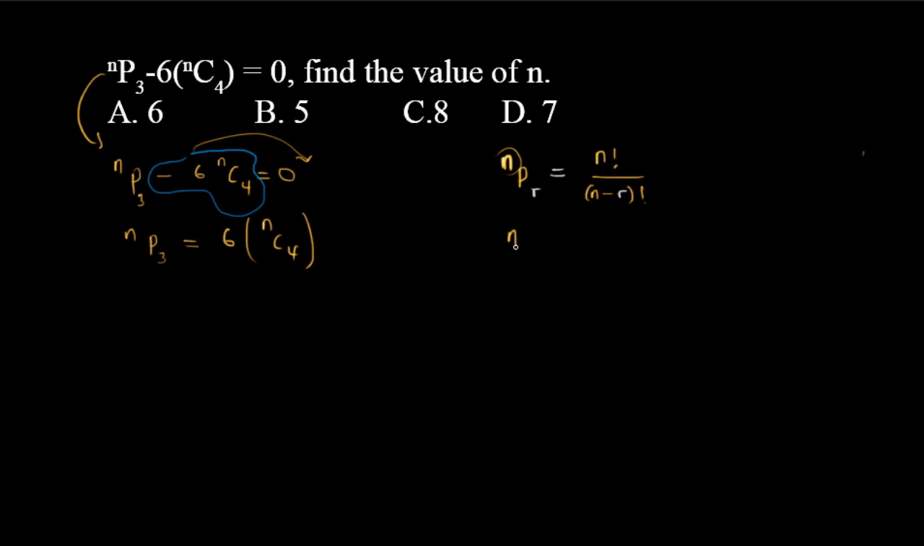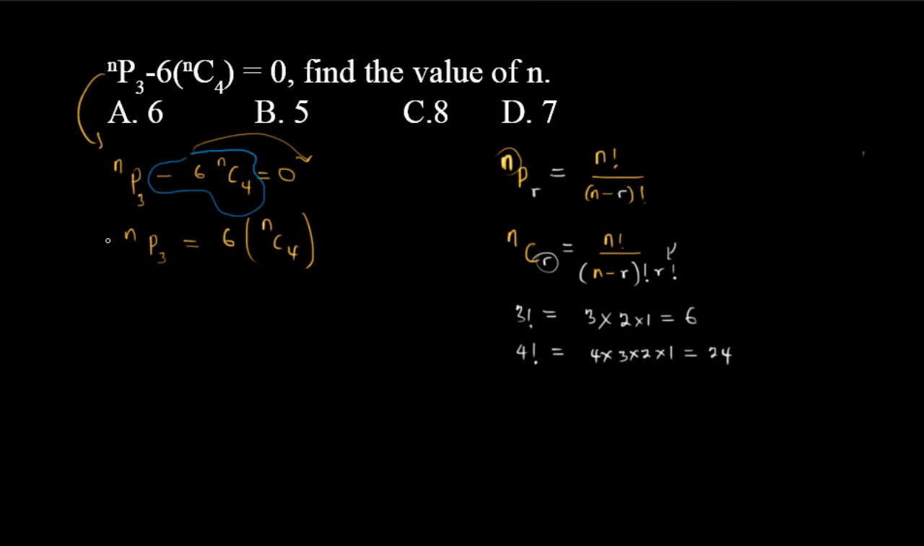But for combination, n combination r is going to be n factorial divided by n minus r factorial, then times r factorial. So the difference between the permutation and the combination is there is an extra product at the denominator for the combination formula. Also, 3 factorial means you keep on multiplying 3 until you get to 1, so 3 times 2 times 1, which gives you 6. And 4 factorial is 4 times 3 times 2 times 1, and 4 times 3 is 12, times 2 is 24.